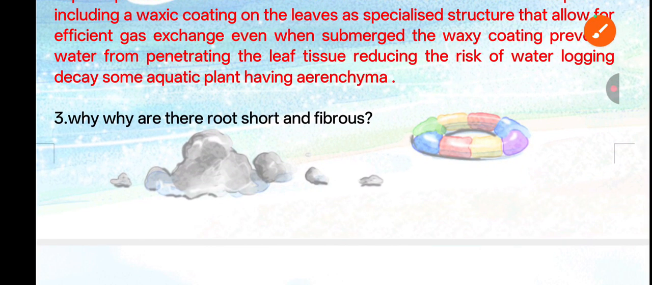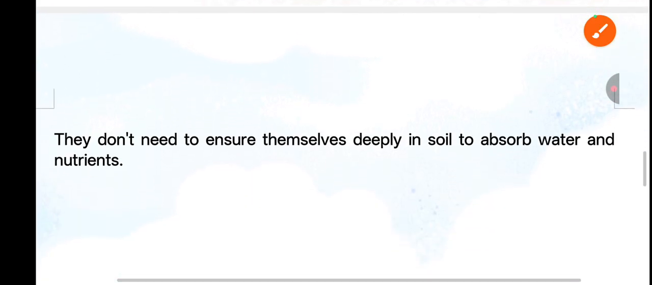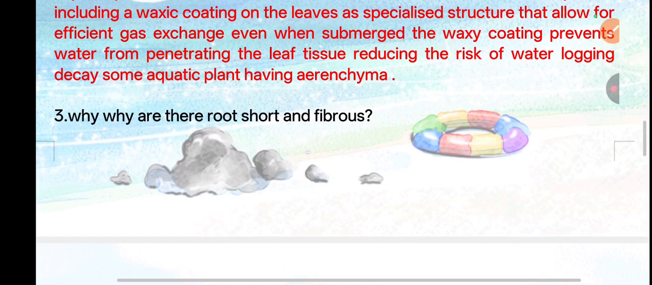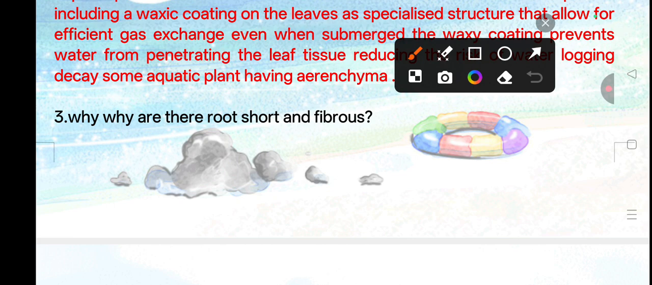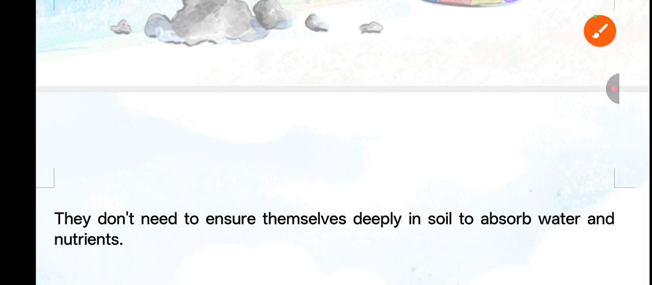Next question: why are their roots short and fibrous? Because they do not need to anchor themselves in the soil to absorb water and nutrients. Look here, the roots are short and fibrous because the roots absorb water and nutrients directly.